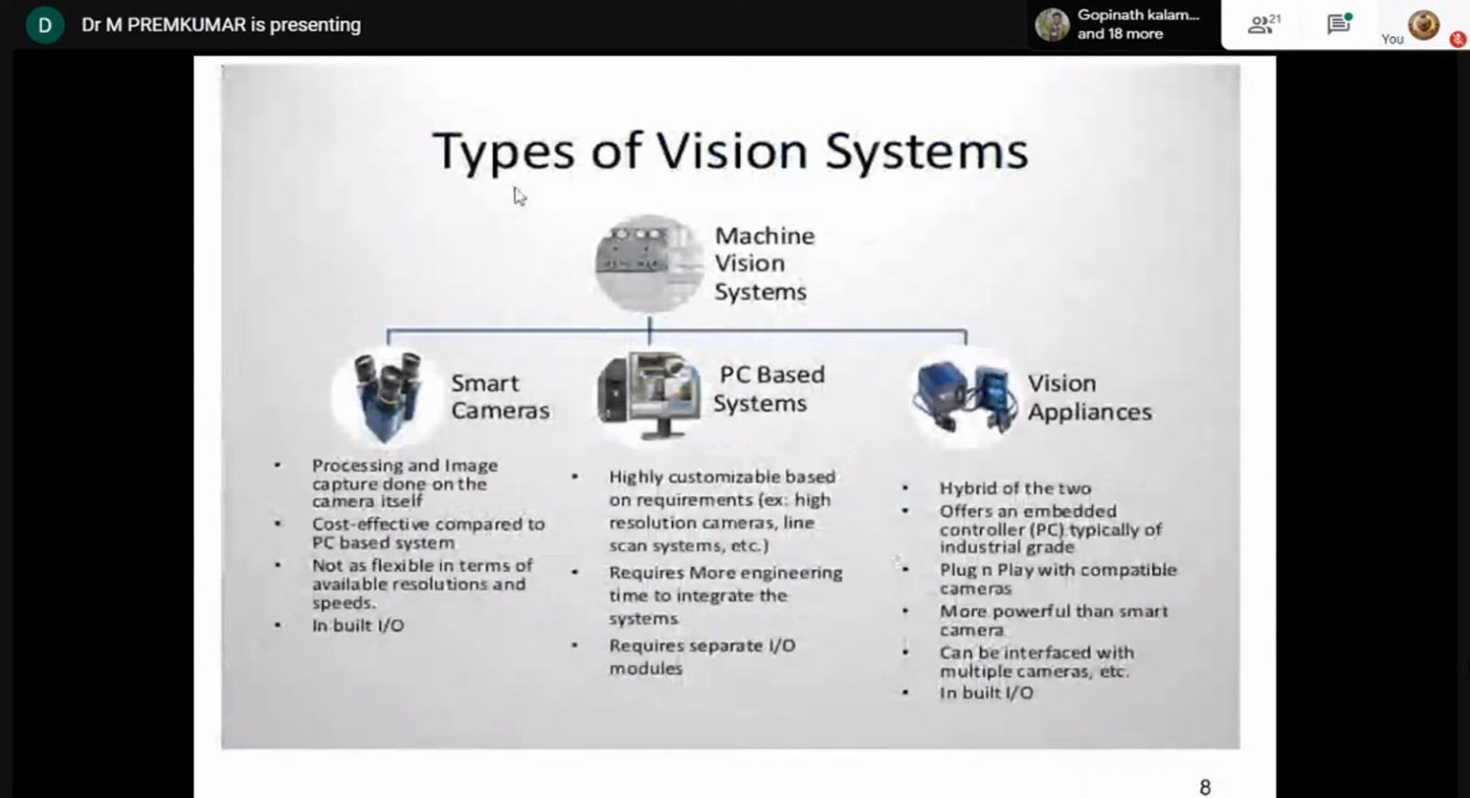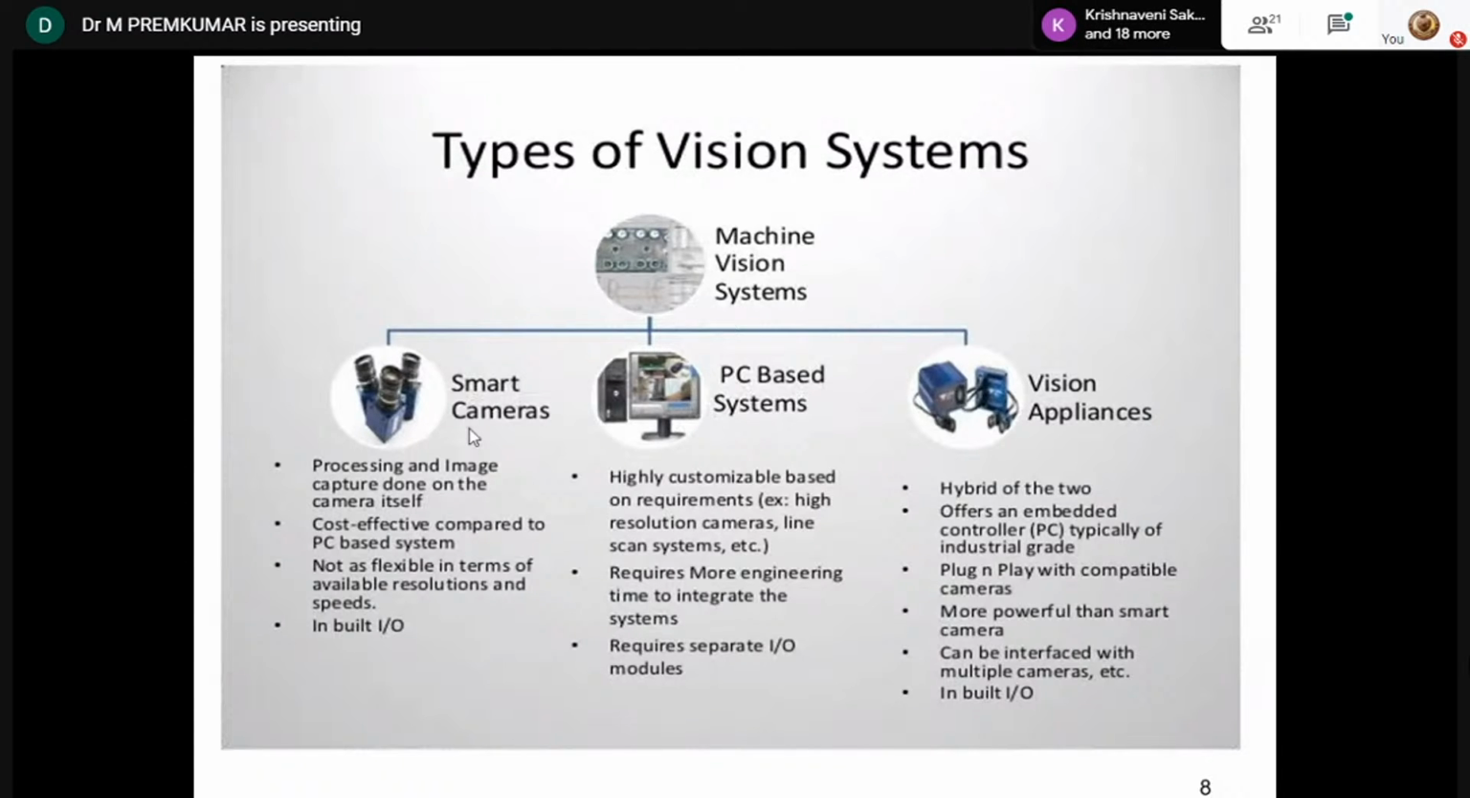So there are various types of machine vision based systems. You have smart camera based machine vision processing systems, then you have PC based systems, and then you have special purpose vision appliances.